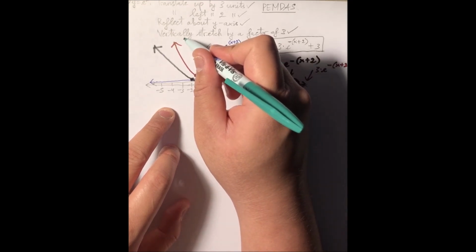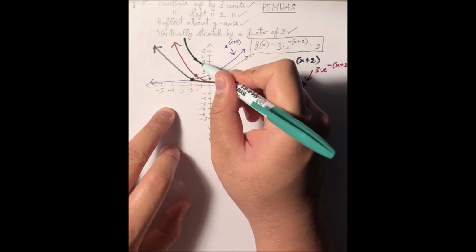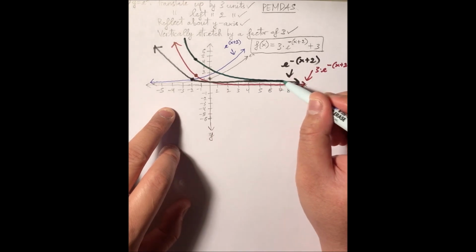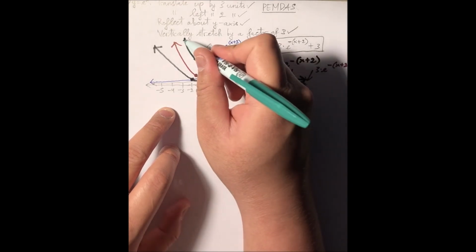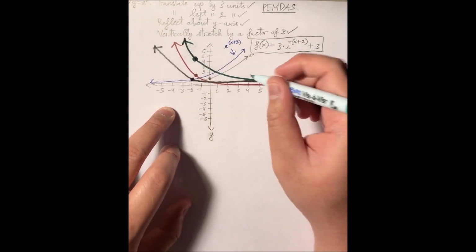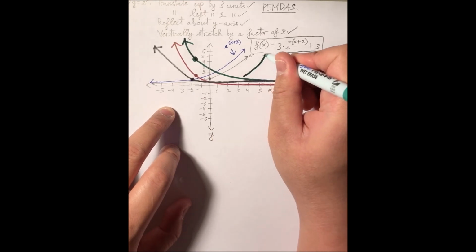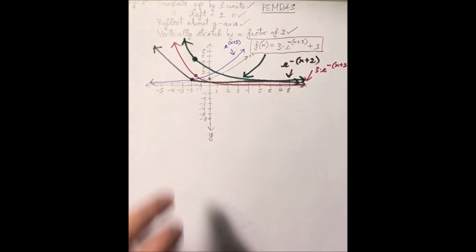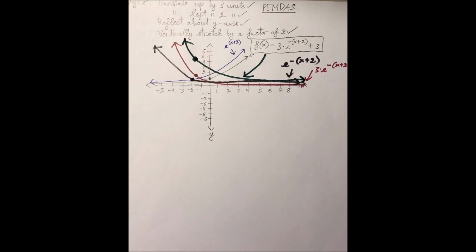And we're just going to sketch another version of the red. So something like that. And the one in green is the function in the box. So yeah, that is how we graph each transformation of the exponential function e to the x, guys.